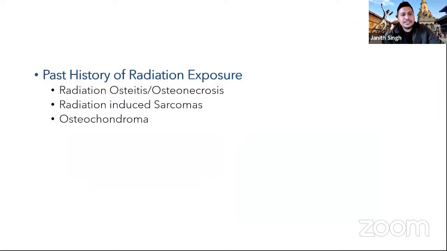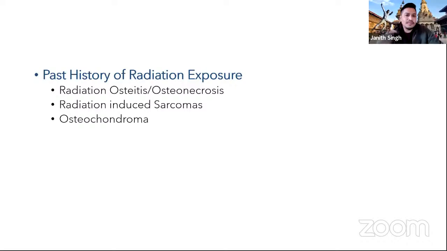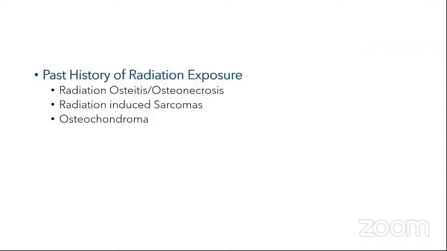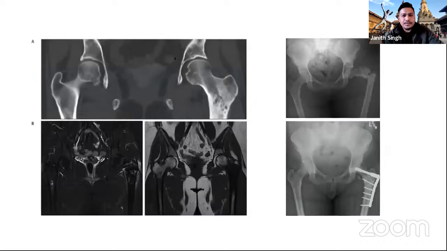Now, past history of radiation exposure. I put this especially because as oncosurgeons, we tend to deal with a lot of patients who have had radiation for some other causes, for some pelvic malignancy, especially carcinoma cervix patients, they get radiation in the pelvic region. And also in sarcomas, you tend to give pre-op or post-op radiation. So we get a lot of these patients. And so it can cause a plethora of problems in the skeletal system at the site of radiation.